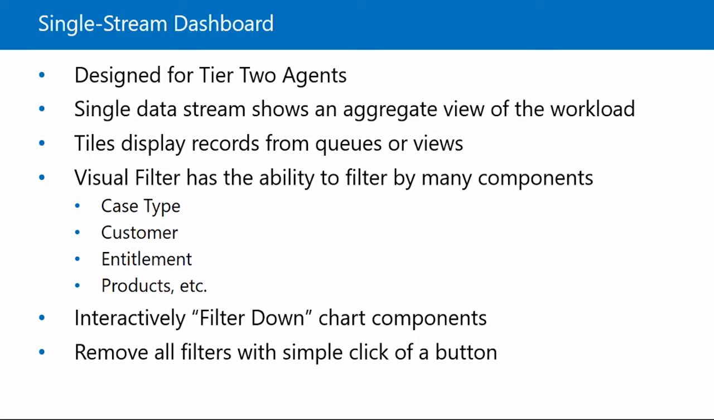Similar to the multi-stream dashboards, single-stream dashboards also have a visual filter, which allows agents to further investigate the data. With the visual filter, users have the ability to filter by multiple components, such as case type, case entitlement, or even products, just to name a few. Within each chart shown on the dashboard, users are also able to quickly filter down chart components to view specific data in more depth and can easily remove all filters with the simple click of a button.